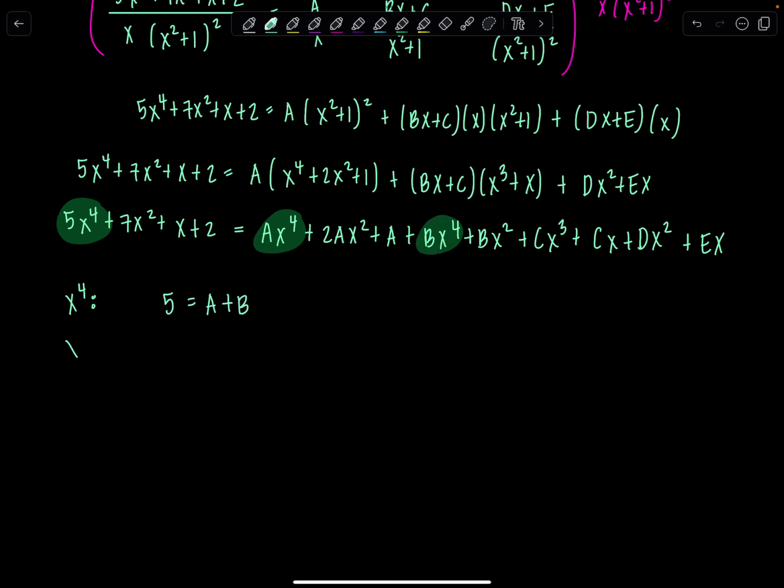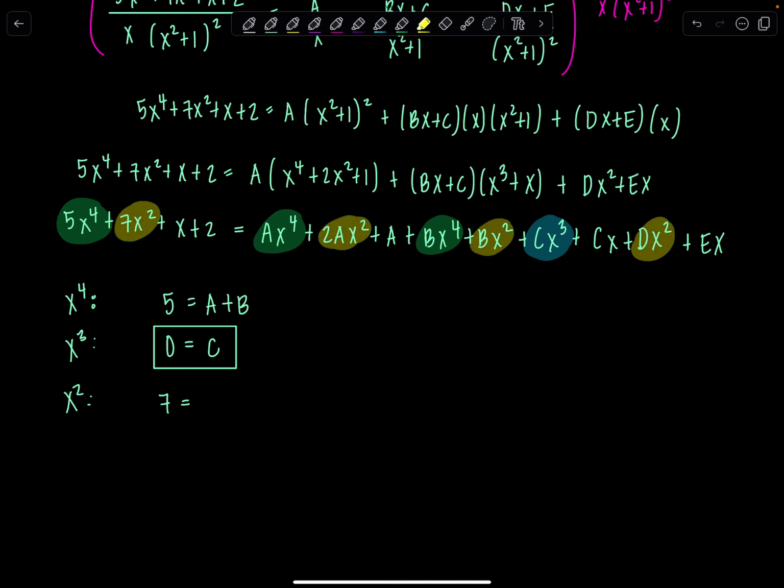All right, moving down, x cubed. I don't see any x cubed on the left. So 0 must equal C. Ooh, that's great. Then I know C is 0. Let me box that. Next is x squared. So 7x squared must equal 2A plus B plus D.